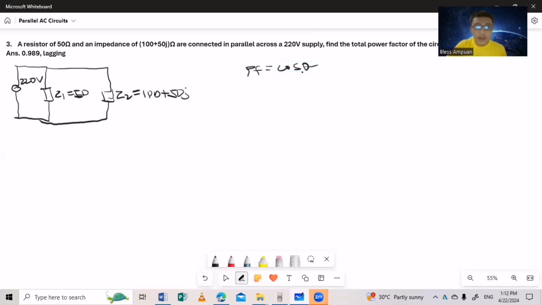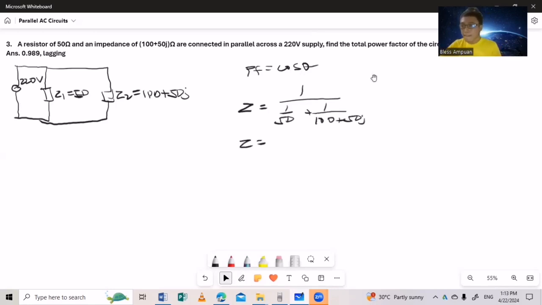Using only the impedance, our total impedance is 1 over 1 over 50 plus 1 over 100 plus 50 J. So our impedance in the circuit is equal to 35 plus 5 J, or in its polar form, 35.355 at an angle of 8.13 degrees. So we know that the 8.13 degrees is our phase angle.